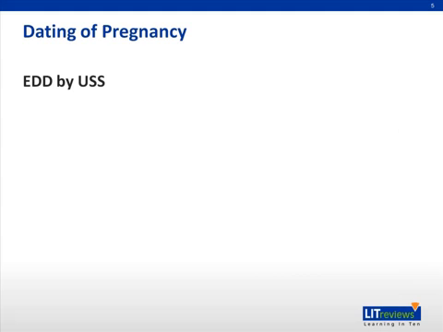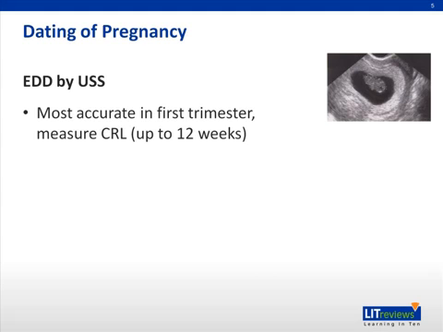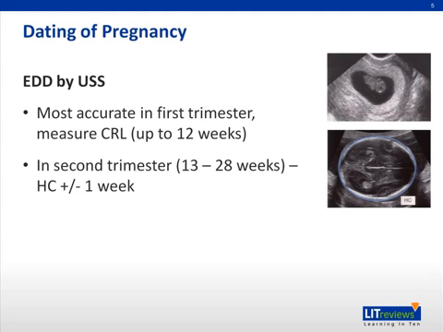So we now date all pregnancies using an ultrasound scan. It's most accurate when done in the first trimester, and we measure the CRL, which is the crown rump length, up to 12 weeks. If the person presents in the second trimester, the head circumference is measured, which gives us the expected due date. But you need to be aware that there's a plus or minus 1 week error.